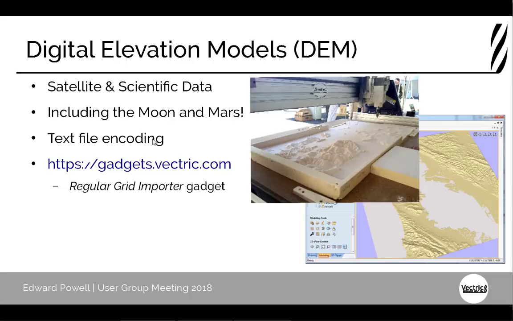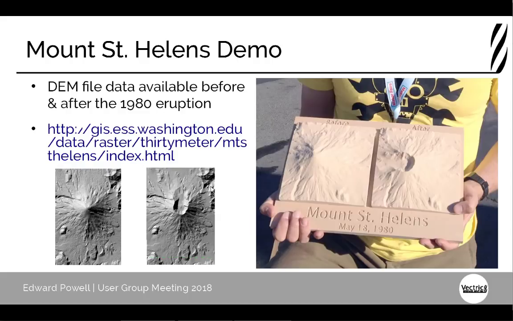We have a really useful gadget, the regular grid importer, which you can get from gadgets.vectric.com. It's a free download. Not everyone knows this, but one of the types of data that comes in this regular grid format is the DEM file. So it will import most DEM files very effectively. So let's go and see that in action. And as I said, it's often really interesting data that you can get in this DEM file format.